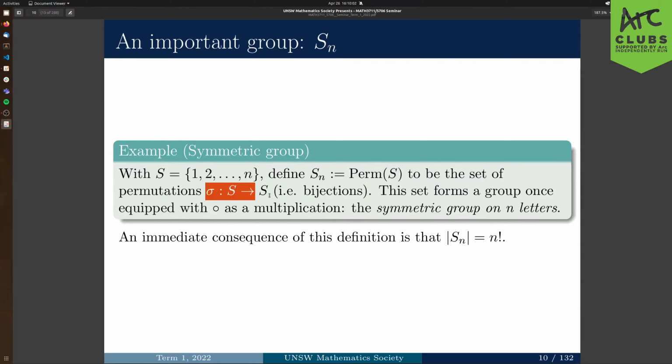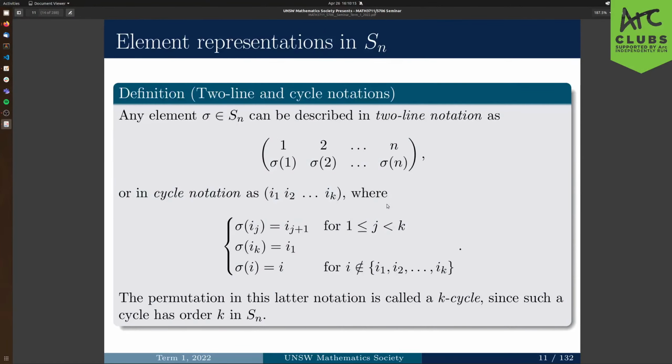So when you multiply permutations, you essentially take their composition. And obviously it's pretty apparent that because we're talking about permutations, this is a finite group. It has n factorial elements, because that's how many permutations there are. We can represent things in this symmetric group a couple of ways. So we can do two-line notation, which is basically just write out what element goes to what thing. Or you could write in cycles.